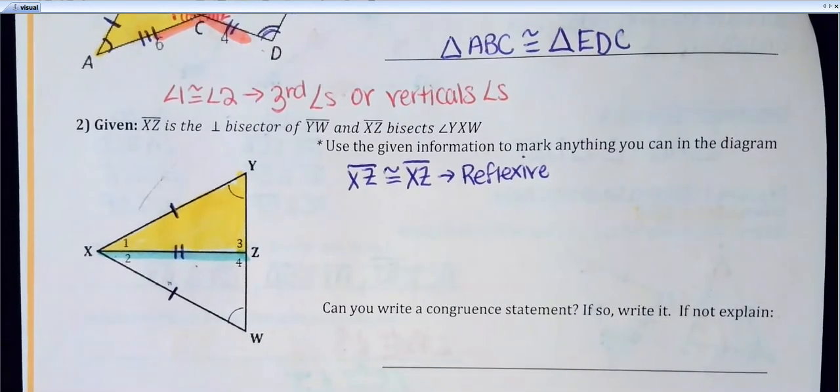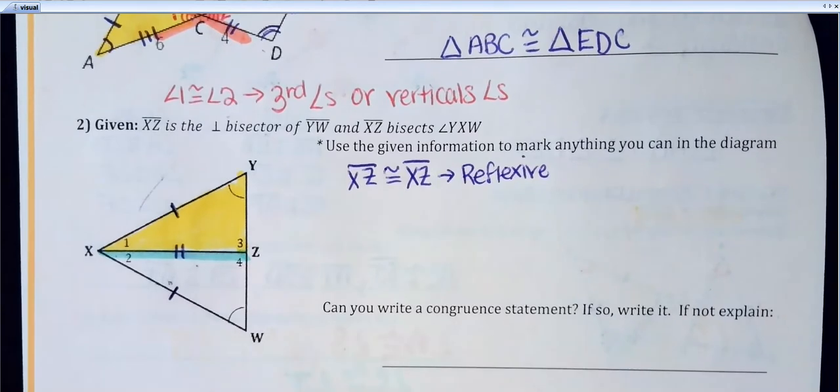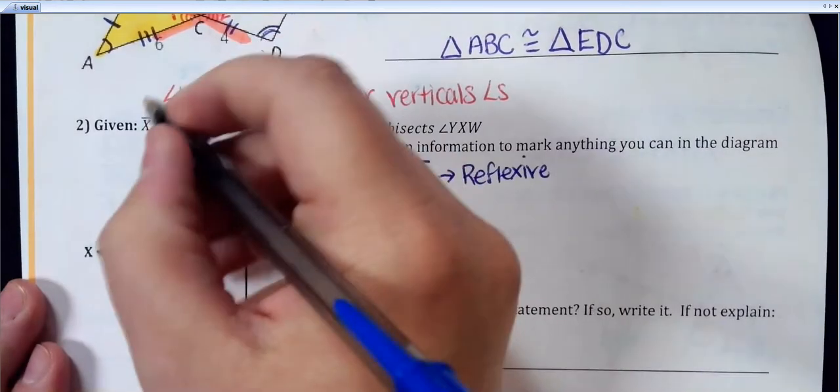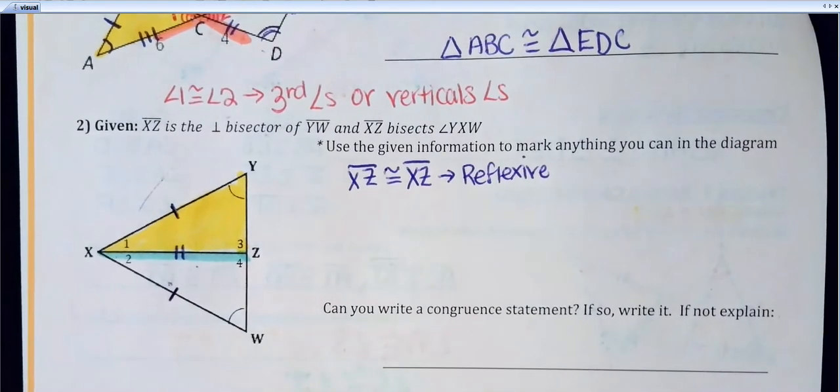Now, I don't have any other sides marked. I do have one set of angles, angle W and angle Y, so we have one set of angles. So I need two more sets of angles and one more set of sides to be able to say this is a situation where we have congruent triangles. So then I got to look at what I have up at the top in the given information.